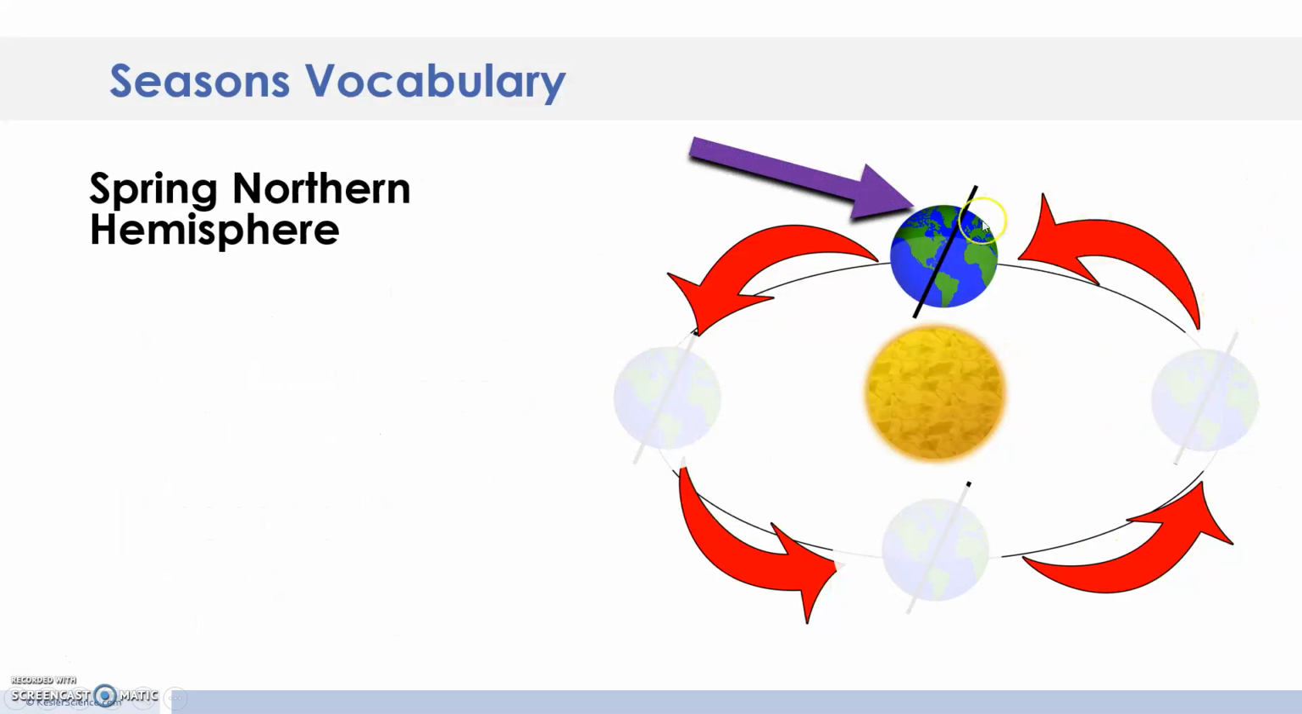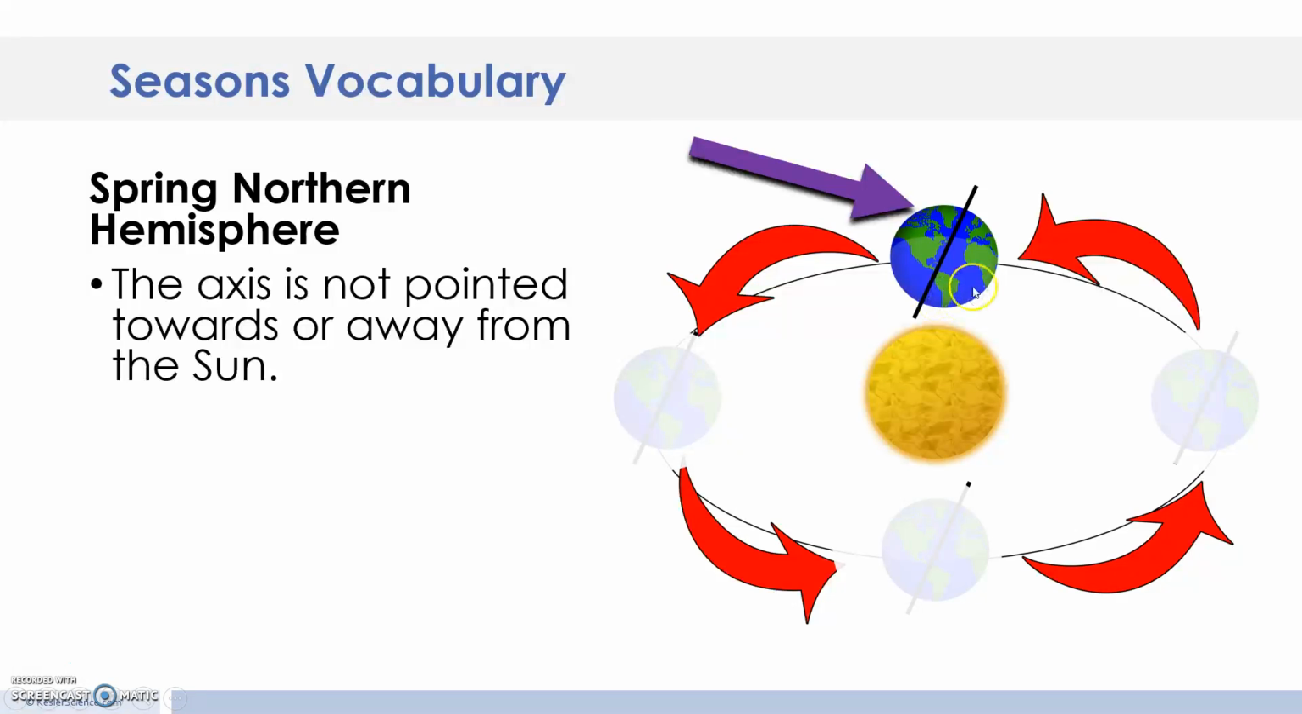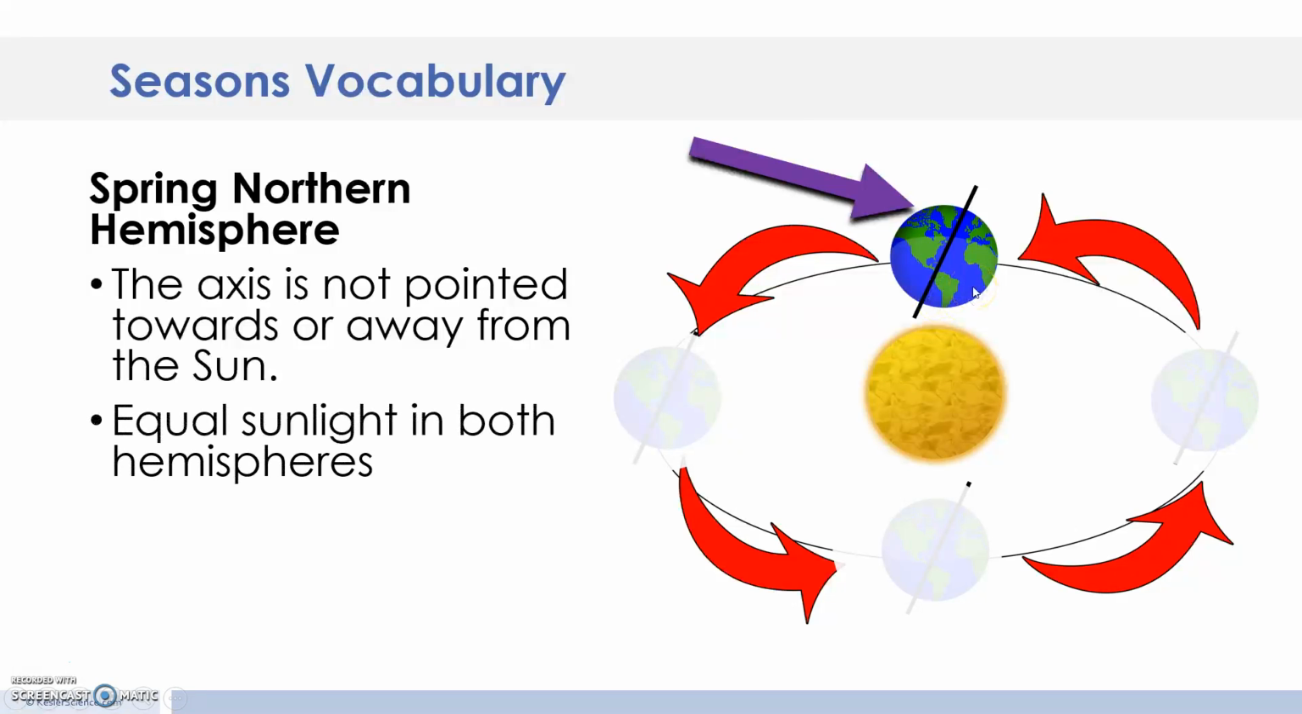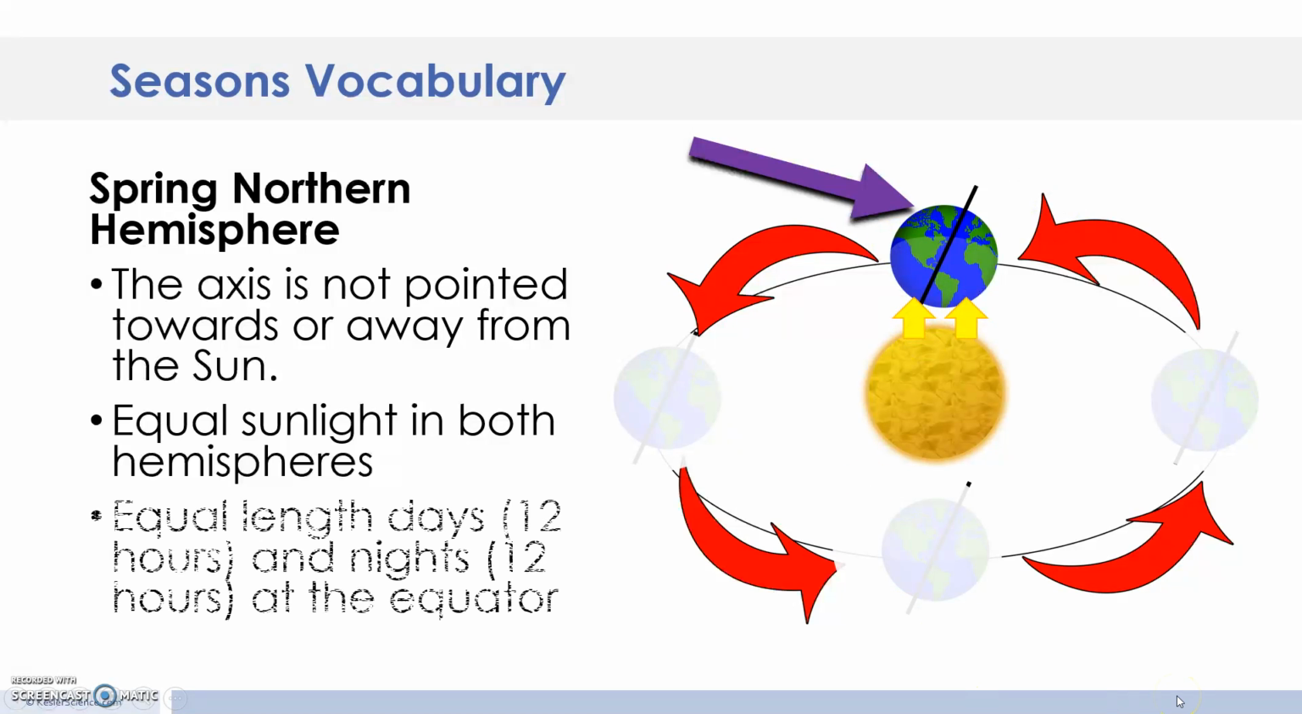So then we get all the way around again, and now neither hemisphere is towards or away from the sun. So it's equal sunlight in both hemispheres. So it's spring for the northern hemisphere, but it's fall for the southern hemisphere. So it's that mild season where we're not really having extreme weather either way. So it's pretty much equal length of day and equal length of night at the equator. It's always going to be 12 hours of each.